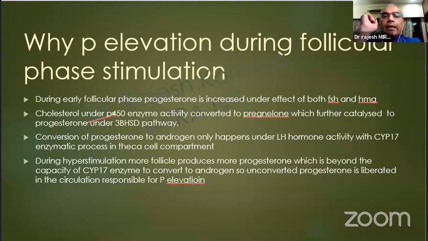So what is the clinical utility of this point? Tapering the dose of gonadotropin in the last 2 days gives enough space for the CYP17 enzymatic process to convert progesterone to androgen, which keeps the progesterone level lower. The current data concludes that premature progesterone elevation in the follicular phase is because of the persistent FSH stimulation, but it is not because of absent LH or hCG activity. So there is a group of people who strongly believe that it has nothing to do with LH activity. It is just because of the strong stimulation and multifollicular growth.